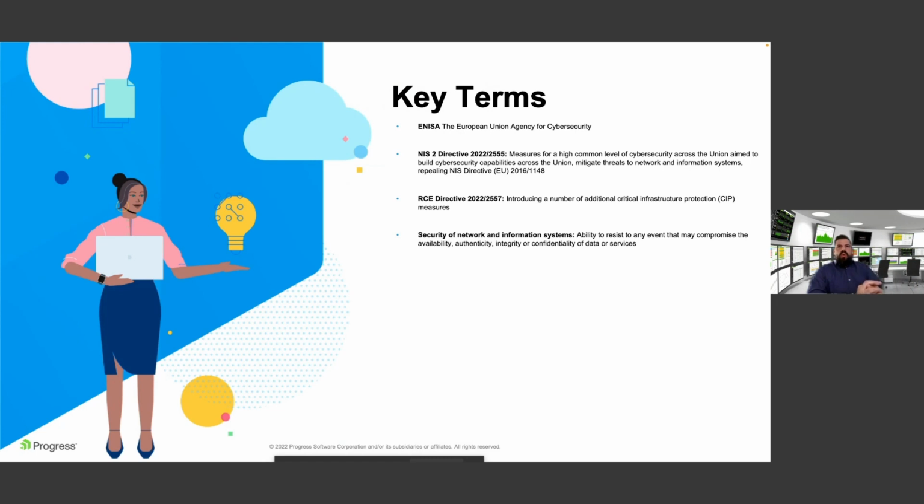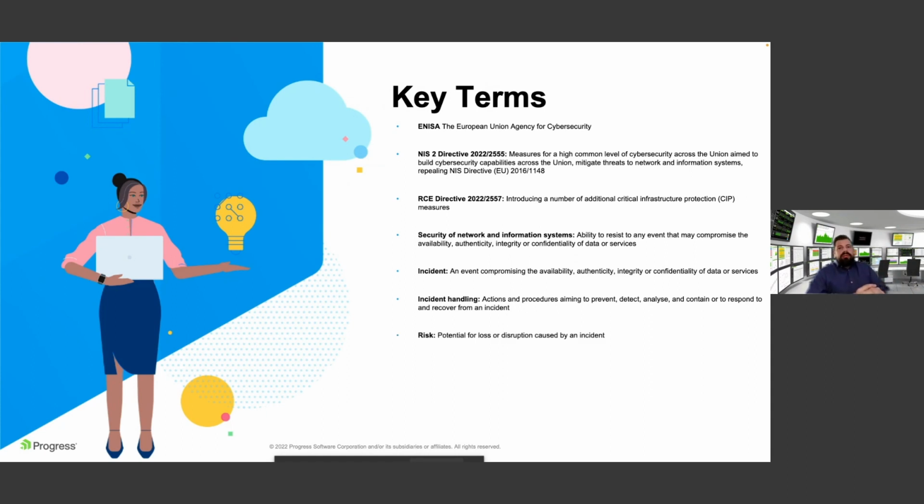So, okay, what is the Network and Information Security Directive about? It's all about the security of networks and information systems. And that means the ability to resist any event that may compromise the availability, authenticity, integrity, and confidentiality of data or services. The incident is the event actually compromising the availability, authenticity, integrity, and confidentiality of data or services. Incident handling is the actions and procedures aiming to prevent, detect, analyze, contain, or to respond to and recover from an incident. The risk is a potential for loss or disruption caused by an incident.